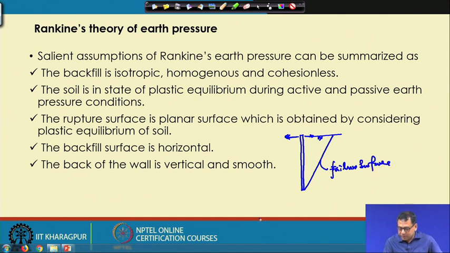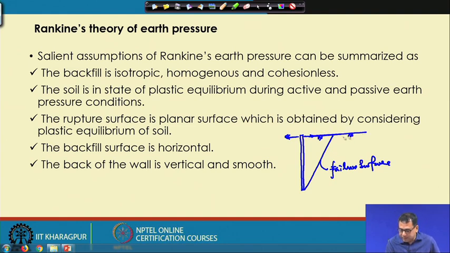As per Rankine, it is assumed that this failure surface is linear. That means, if the soil moves in this direction, this portion of the soil within this wedge will also try to fail along this surface. That is, the failure surface is linear, and the backfill is horizontal.